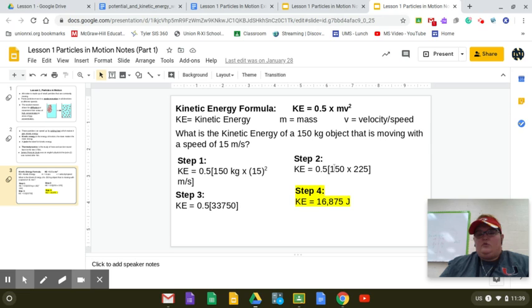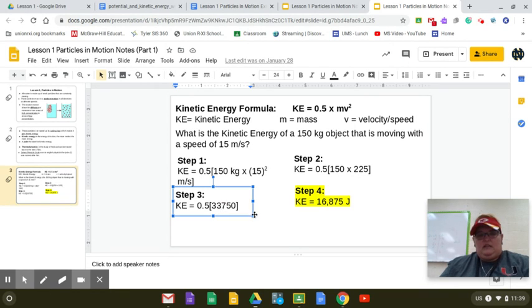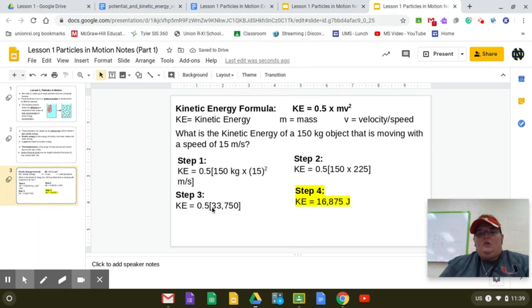Then when you take 225 times 150, that is your second step, and that equals 33,750. Add that comma in there. Then for your last step, you're going to take that times that half or times that 0.5. And so the kinetic energy, how much energy that object has going at 15 meters per second, is 16,875 J for joules. Okay, so that is the formula that you do need to be aware of and be able to use to be able to solve these. Okay, so that is the first set of our notes for particles in motion.